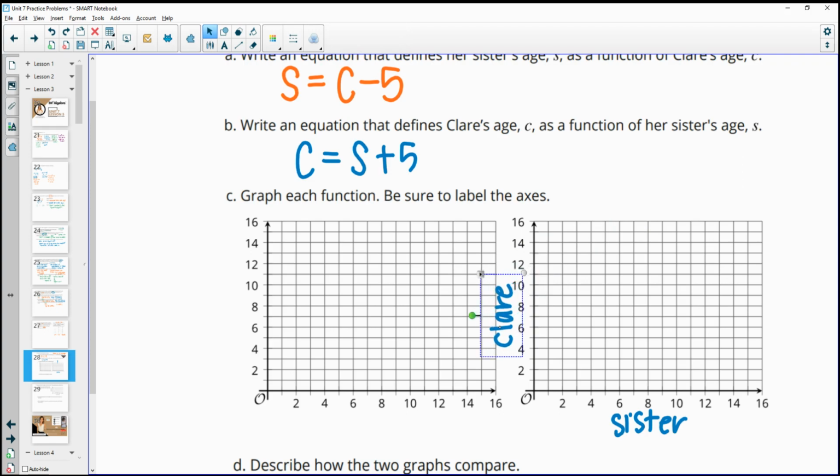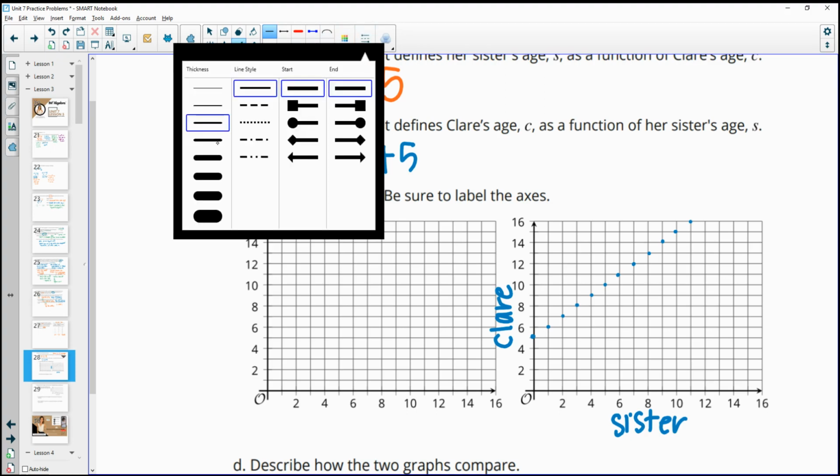Okay, so then we want Claire to be here. If her sister is 0, then Claire is 5. If the sister is 1, Claire is 6. 2, Claire would be 7. 3, Claire would be 8. 4, 9. 5, 10, and so on. So you could finish this whole chart here.